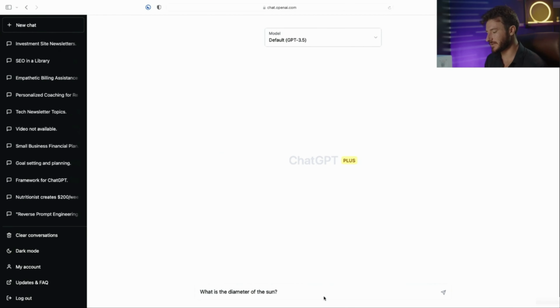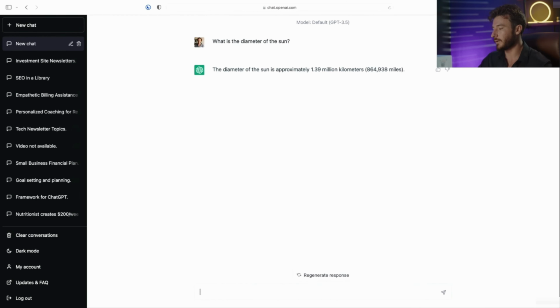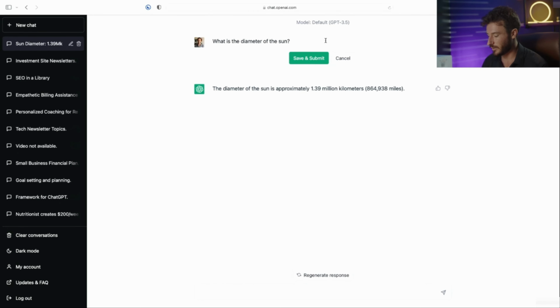So we have our first example. What is the diameter of the sun? And I want to put this in without our prompting framework. So it says exactly what the answer is to our question. The diameter of the sun is approximately 1.39 million kilometers, aka, this is a big number, 864,938 miles.